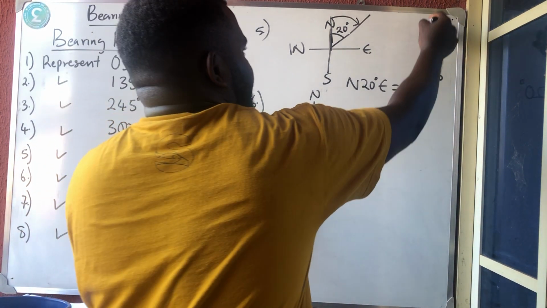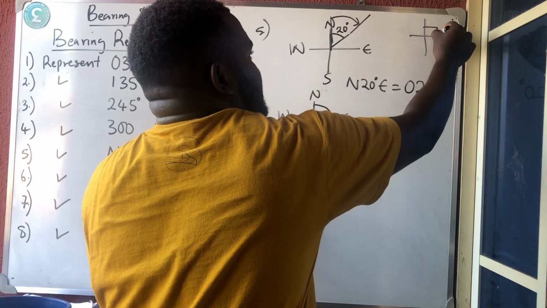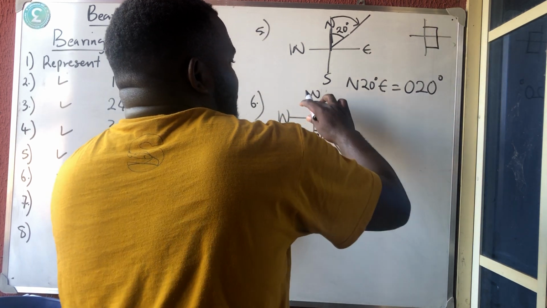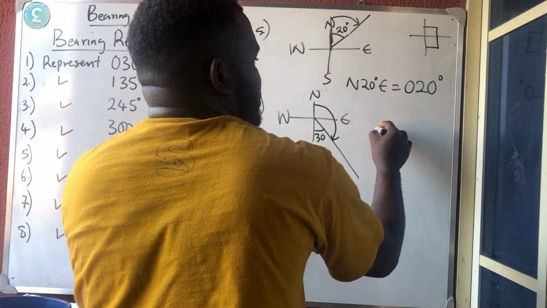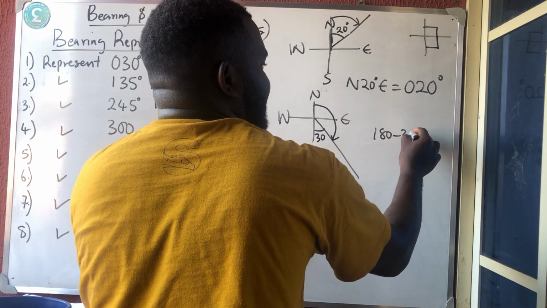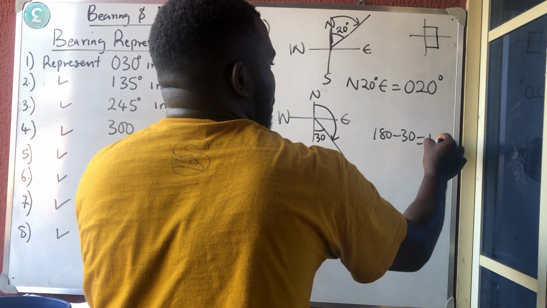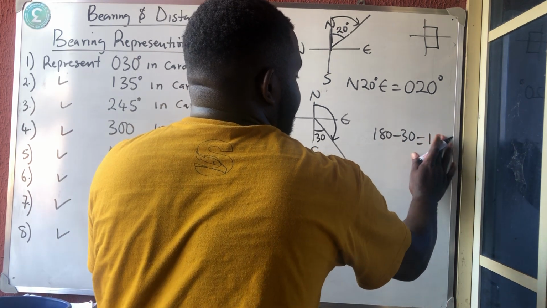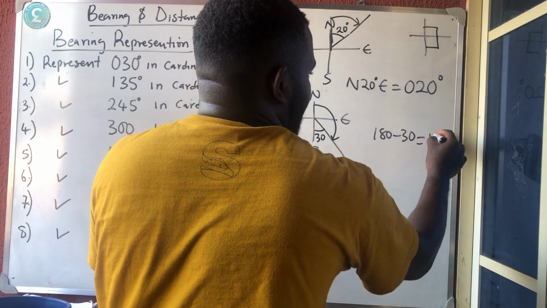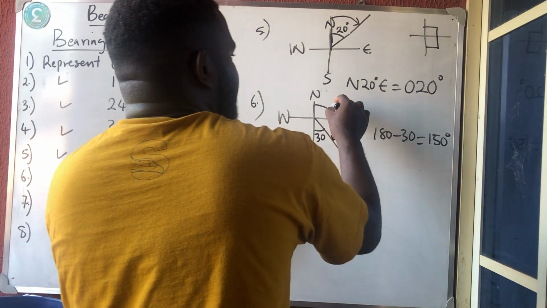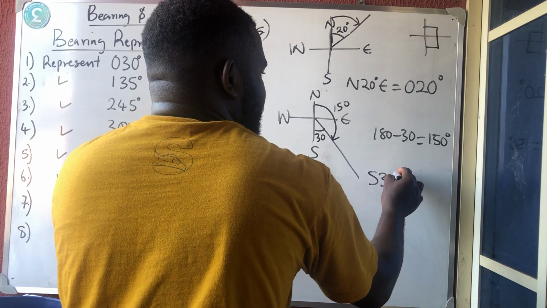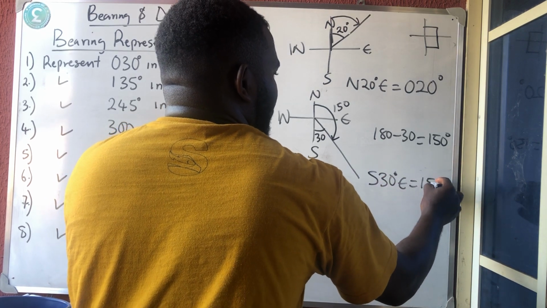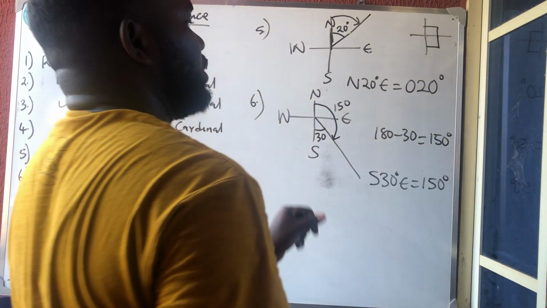But I know that from here to here is 90, from here to here is 180. So if I say 180, remove the 30 that is not there, that is now my answer. So I'll say 180 minus that 30. So I'm left with 150 degrees. Which means my south 30 degrees east is equal to what? 150 degrees. You see, it's in 3 digits.